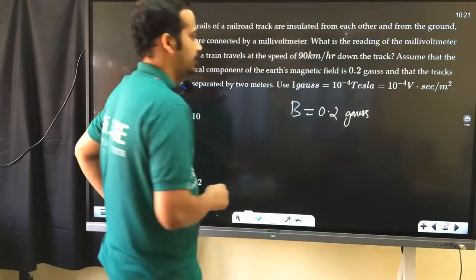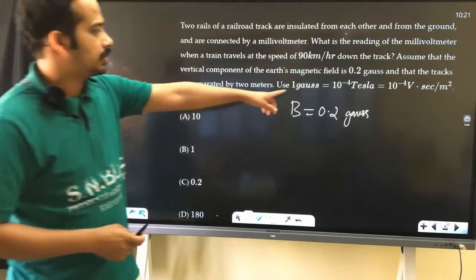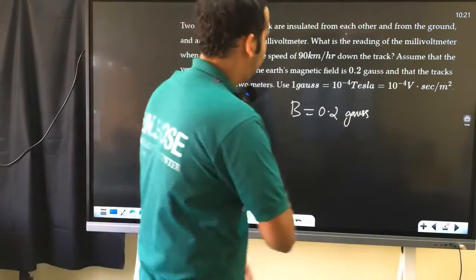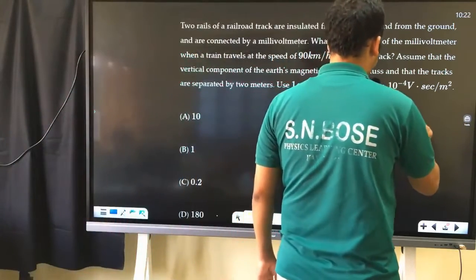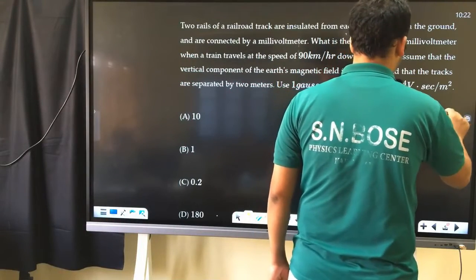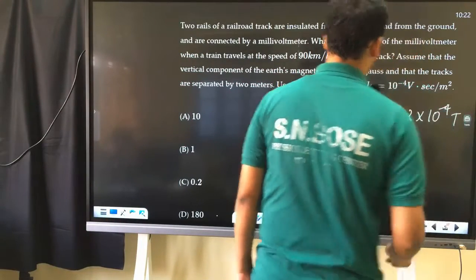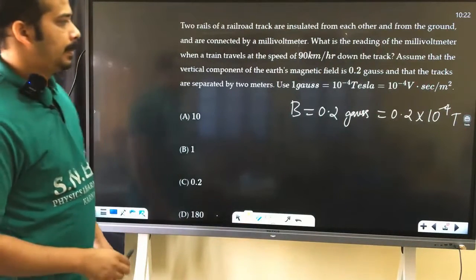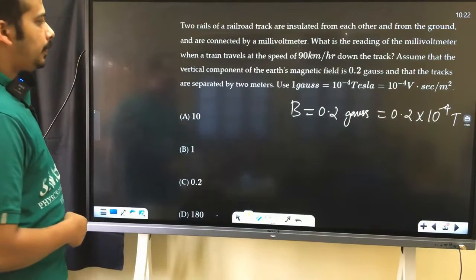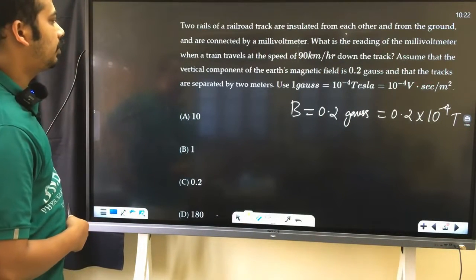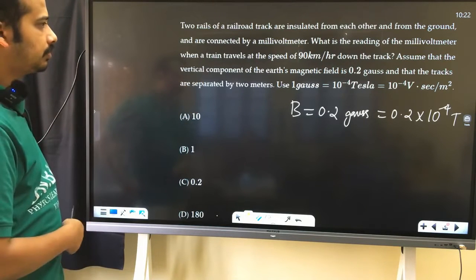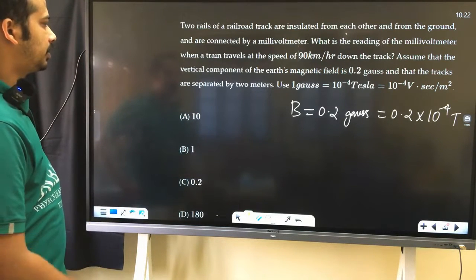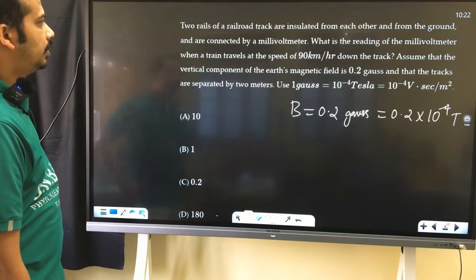It is in CGS units. Okay, speak up. He has given that 1 Gauss is equal to 10 raised to the power minus 4 Tesla, so you can write 0.2 into 10 to the power minus 4 Tesla. Am I right? Speak up. Now, assume that the vertical component of the earth's magnetic field is 0.2 Gauss and the tracks are separated by 2 meters.